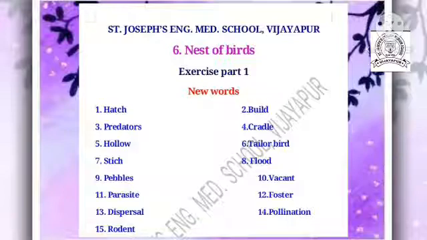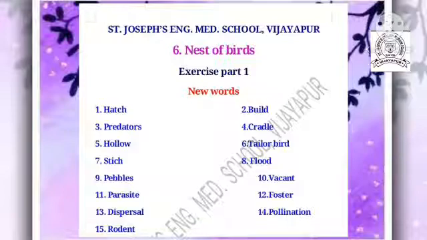Now third one, predators. Predators means what? The animals which live on other animals. Means they kill other animals and survive. These are predators. Next one is weave. Weave. This word is related to which bird? Weaver bird, which can make a marvelous and wonderful nest.